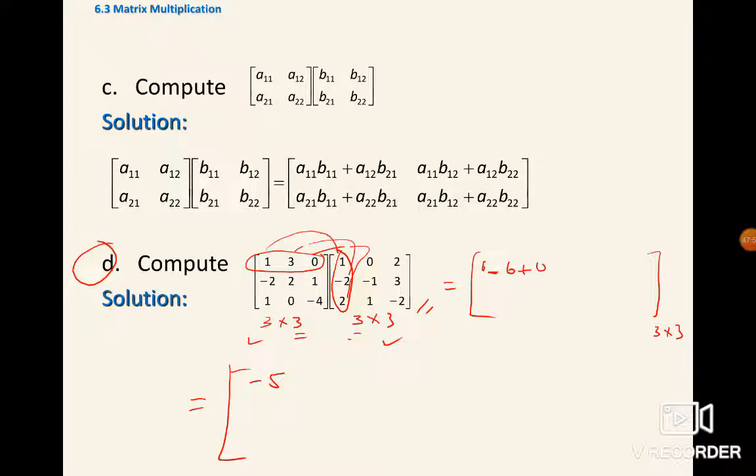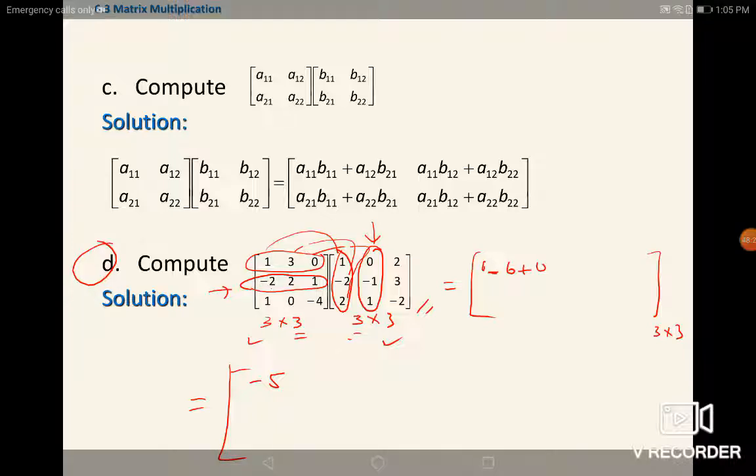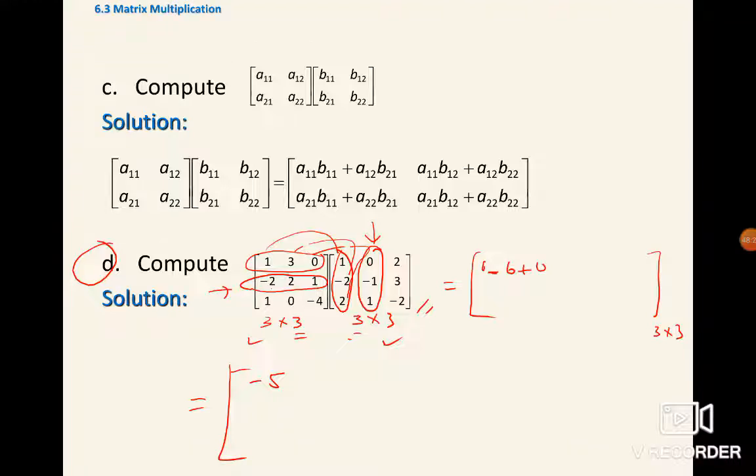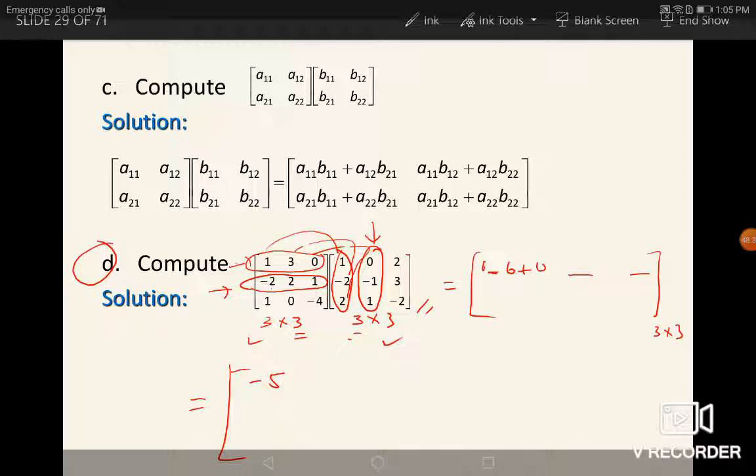Now the second row should go with the second column, first element with the first element, second element with the second element, third element with the third element. Multiply them and then add. Okay, no, let's wait. I'll come from the beginning. Actually, we should have finished the first row with all the 3 columns to complete the first row here, isn't it? That's right. I'll be repeating it again.